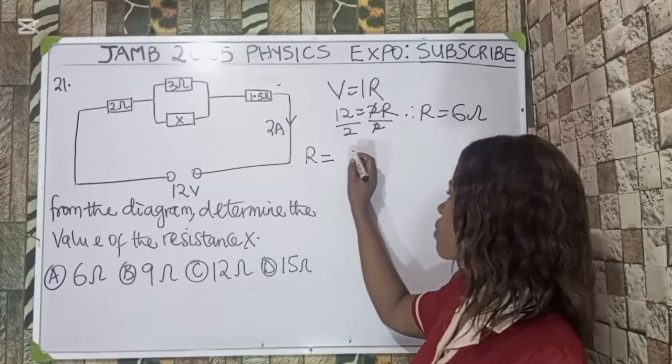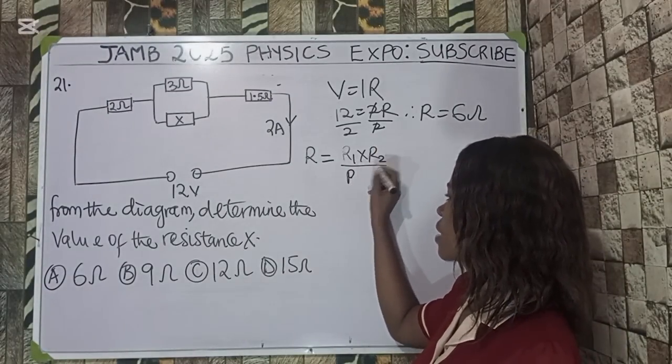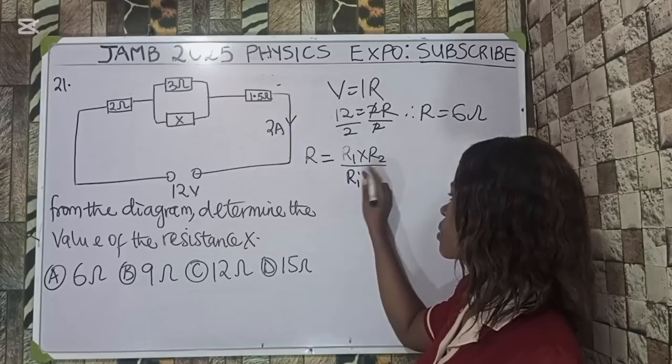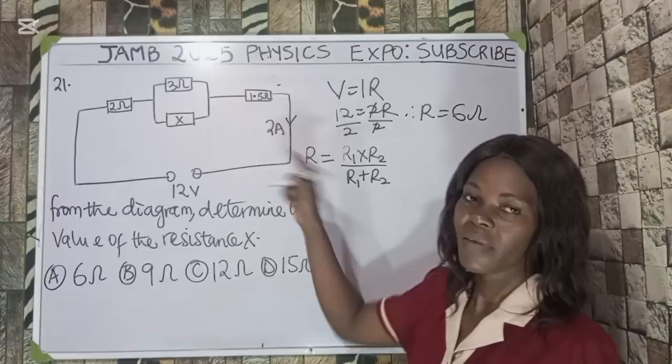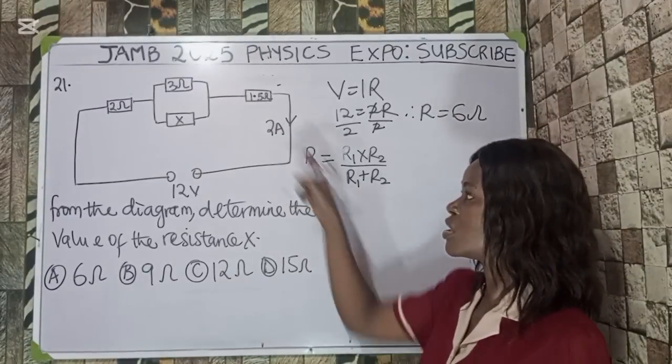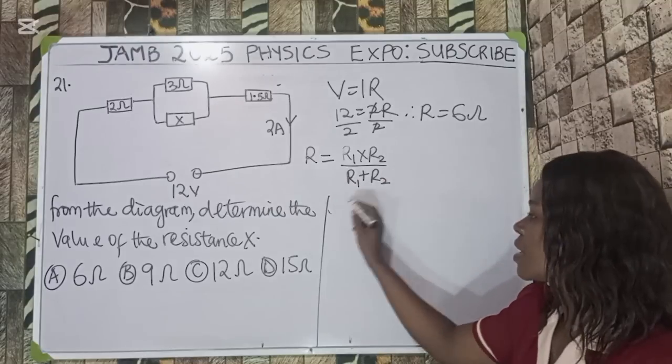So R is equal to what? R1 times R2 all over R1 plus R2, okay? Now whatever we have, we're going to add it to what? These two that are already in series. My total resistance is given as 6.